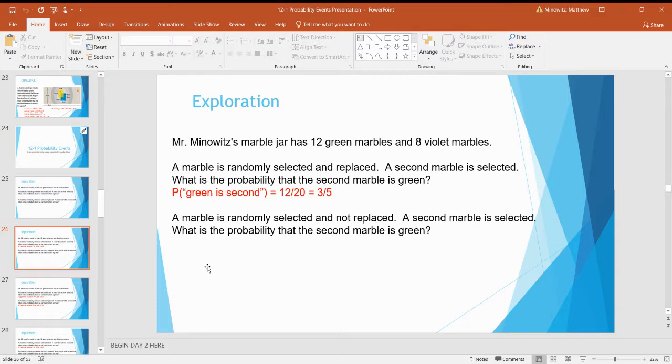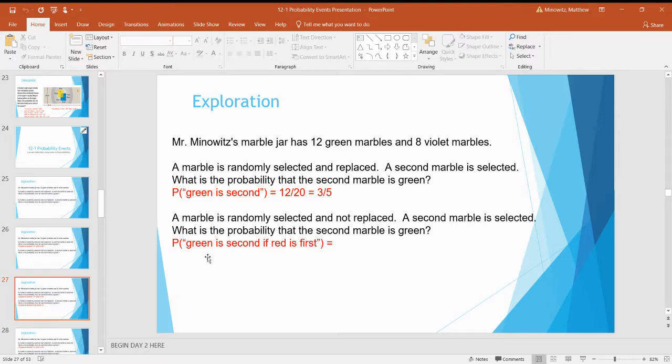Now the second situation is a little bit different. A marble is randomly selected and not replaced. And now, from the 19 remaining, we have a second marble that's selected. What's the probability that the second marble is green? Well, now we have two different things that could occur. And it really depends on, was the first marble green or is the first marble violet?